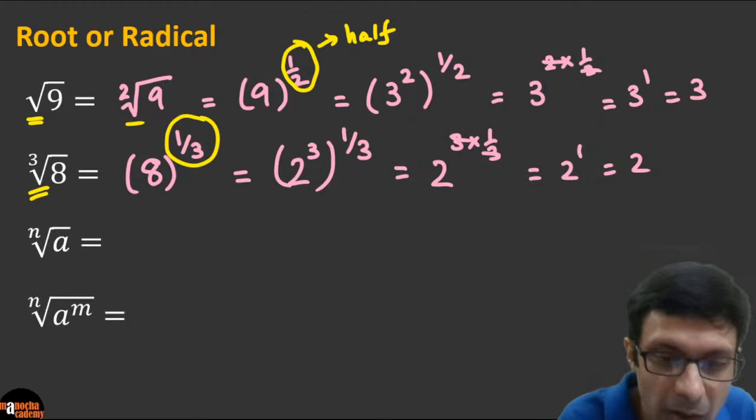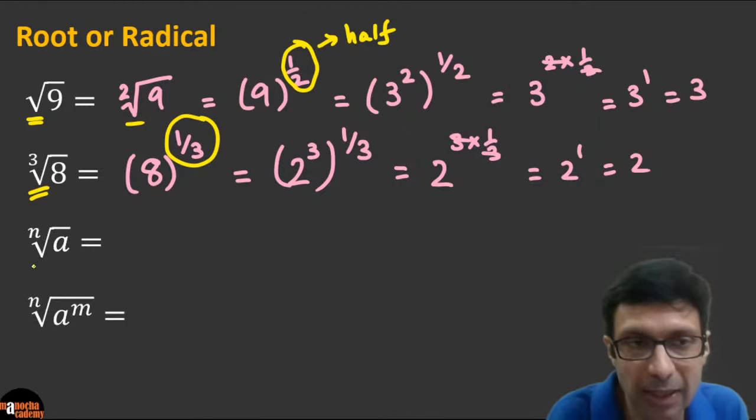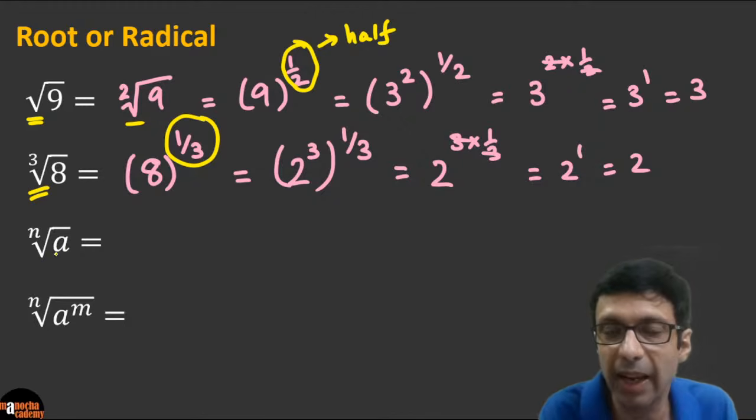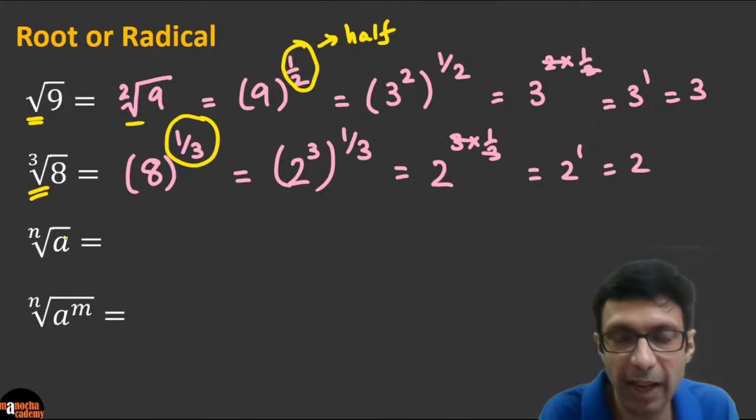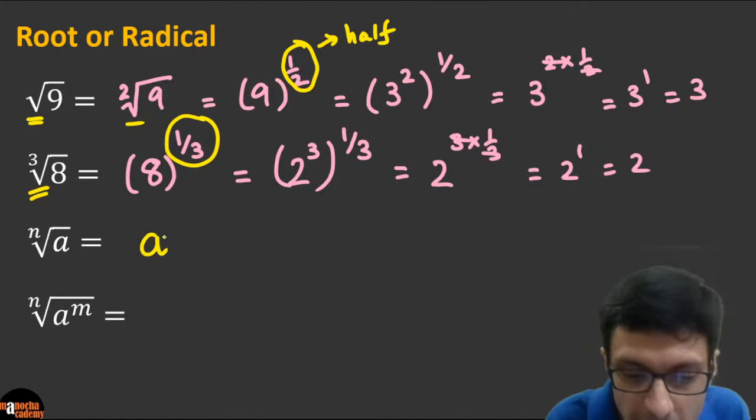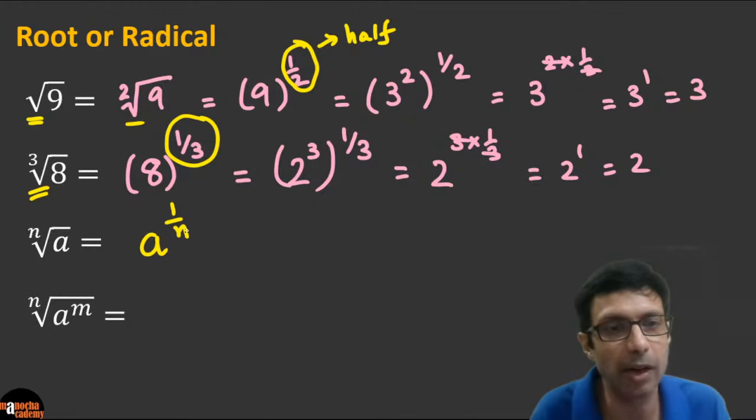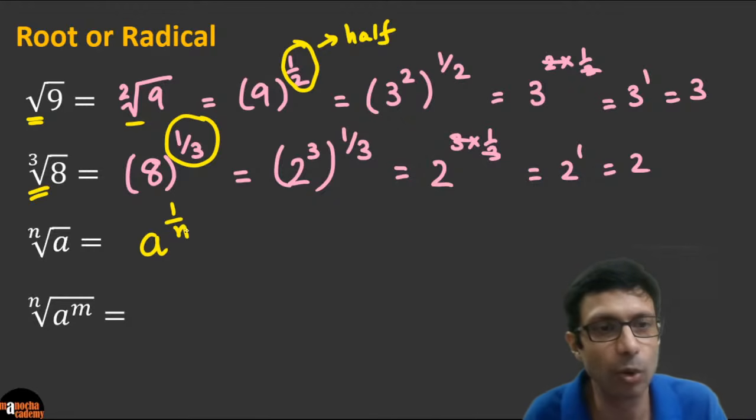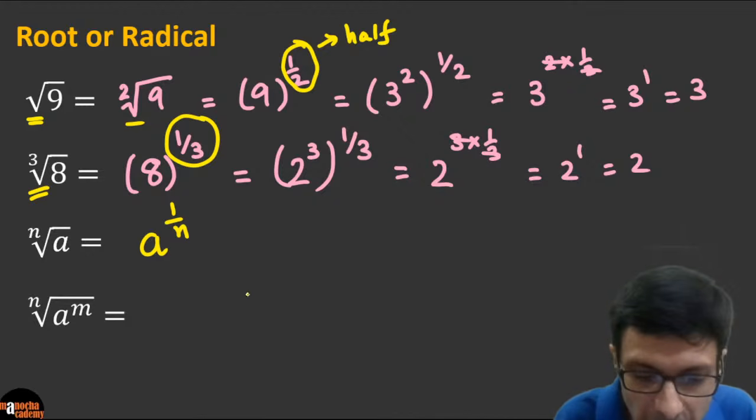And similarly, if we generalize this, if we have any number a with a root of n, the nth root of a is basically going to be a to the power 1 by n. Very, very important, guys. Be clear here, a to the power 1 by n. And what about the last one, guys? So is this clear to you?